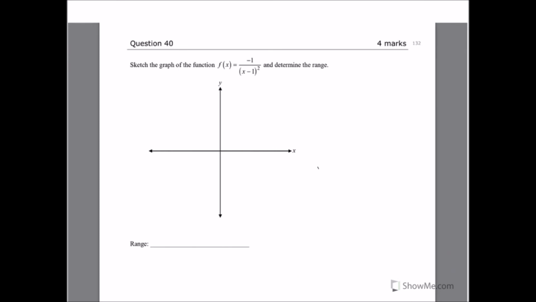We're getting through it. Sketch the graph of the function f of x equals negative 1 over x minus 1 squared and determine the range. Okay, lots going on here. First things first, I would set a vertical asymptote at x equals 1 because that's what makes the denominator 0.